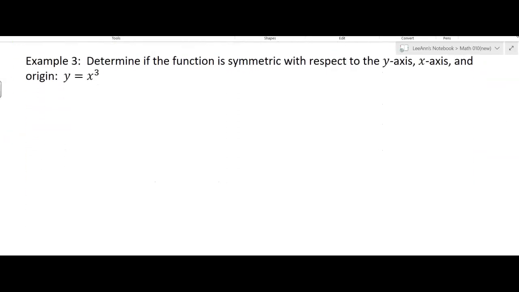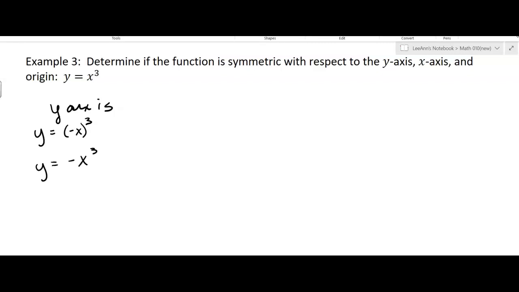All right, let's try the next one. Same thing, y-axis. So you plug in the opposite of x, and you get y equals negative x cubed. Is that the same as what we started with? No. So it's not symmetric with respect to the y-axis.